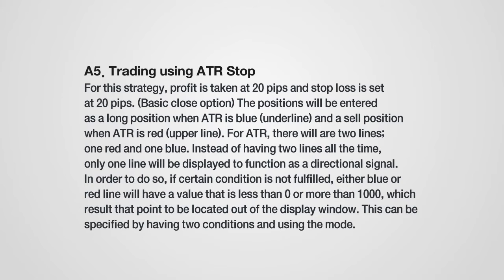Instead of having two lines visible all the time, we'll have only one line display so it can function as a directional signal. In order to do so, if a certain condition is not fulfilled, say either blue or red line has a value that is less than 0 or more than 1000, which will result in the line being located out of the display window. This can be specified by having two conditions and using the mode.